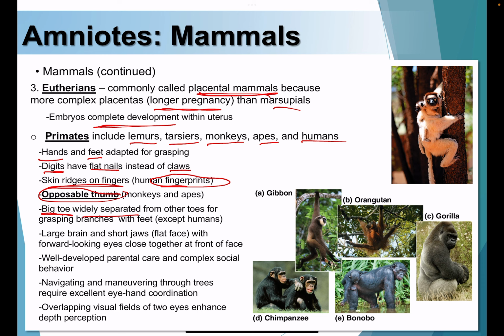For primates, we have a much larger brain and shorter jaws, which equals a flatter face. Our eyes are also very close together and front facing, which actually allows for what's called depth perception. So when our eyes are in the front like that, compared to a fish where they're on the side, the two-eye visual field actually overlaps, and this is what creates our depth perception.